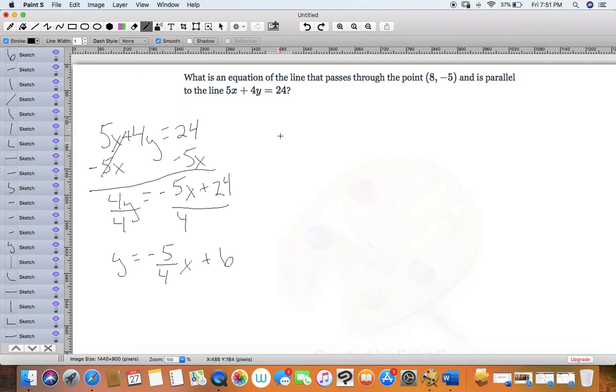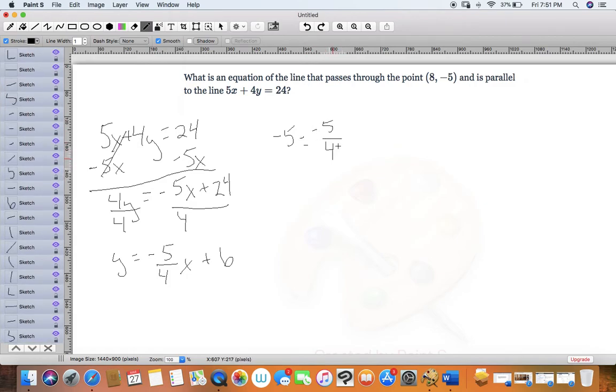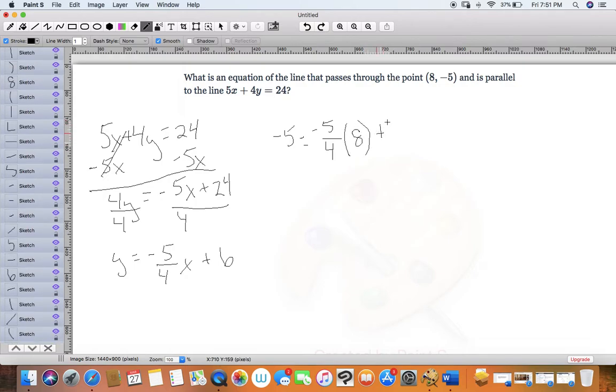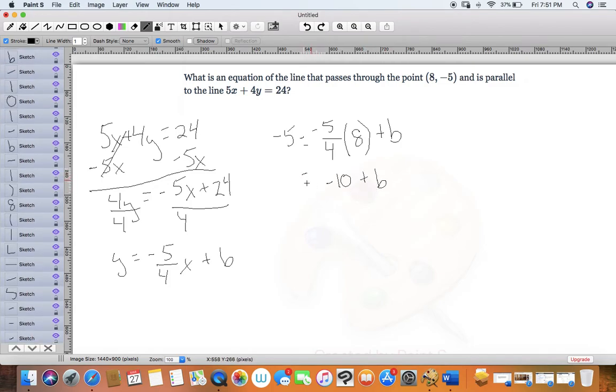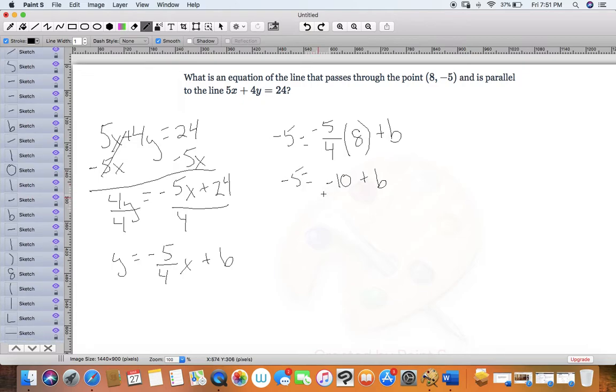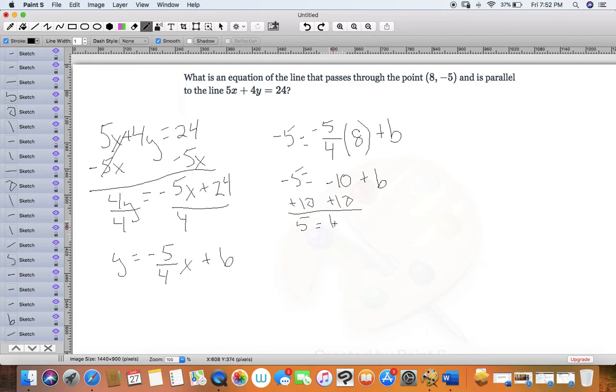So we're going to have negative 5, because that's our y value, equals negative 5 fourths, and then x is 8, and again plus b. We're looking for that new b value. So negative 5 fourths times 8 is actually negative 10. And again, we're trying to get b by itself here. So if I add 10 to both sides, we get that 5 equals b.